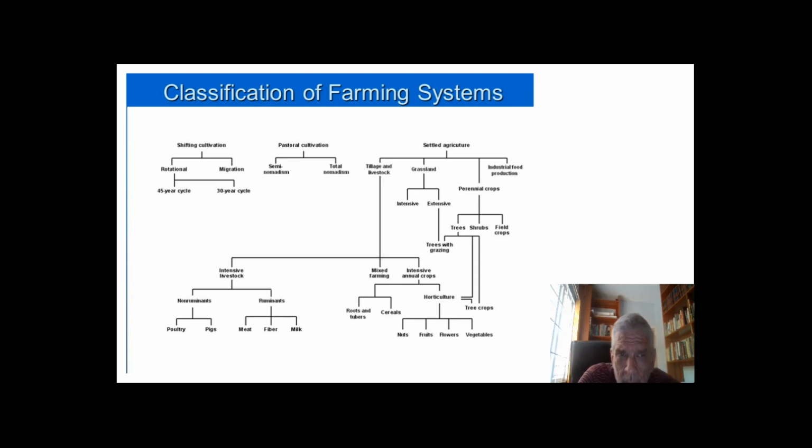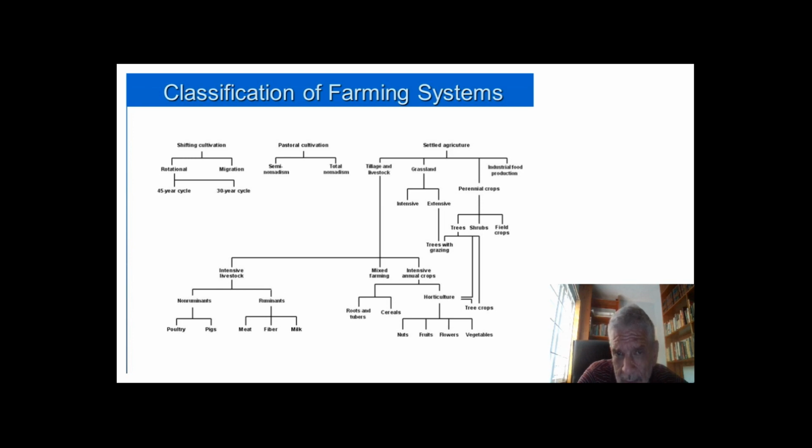And then you have pastoral cultivation, where we look after animals. And this can be either semi-nomadism, where people have animals and they move on the cycle according to rainfall and so on, but end up where they started, and total nomadism, where they move around and don't necessarily ever go back to where they started.